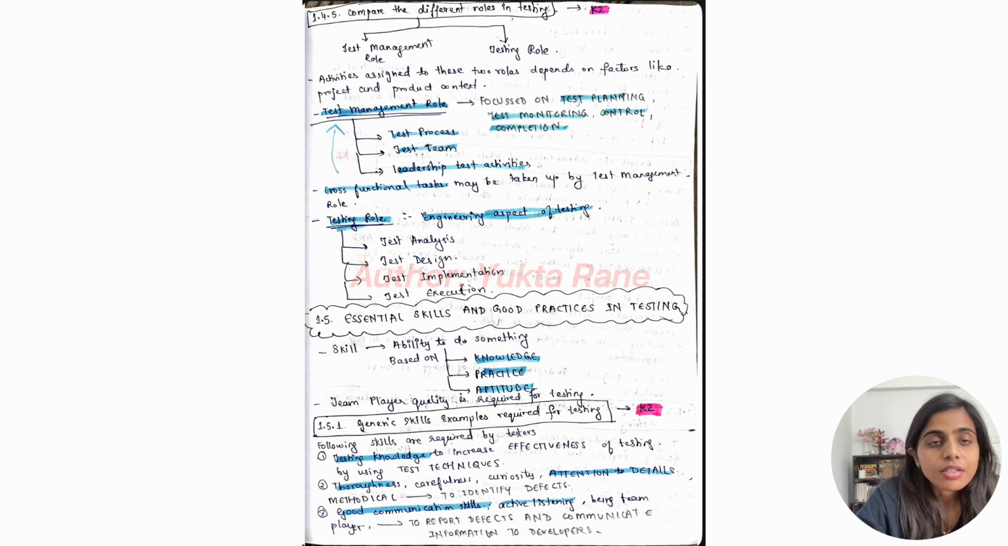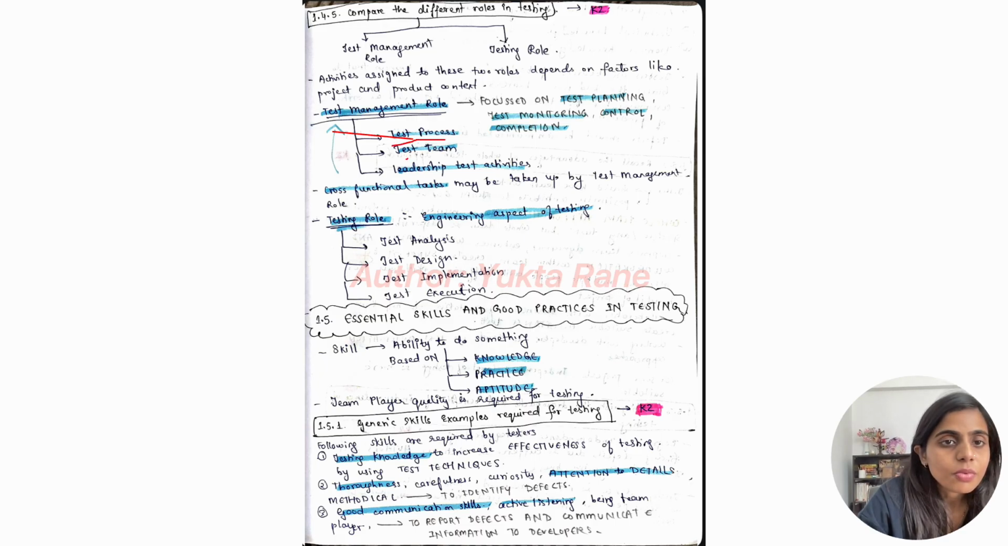Moving on to the next slide, we have the 1.4.5 module, which is the last module of this. Compare the different roles in testing. So in testing, you have majorly 2 roles, test management role and testing role. Now we saw there were around 6 to 7 test activities, right? So we will now divide all those test activities into these two roles. So the test management role is, as the name itself says, more about managing the tests. So what all will come here is test monitoring and control, test analysis, test planning, then you will have the completion. In this, the management will be required.